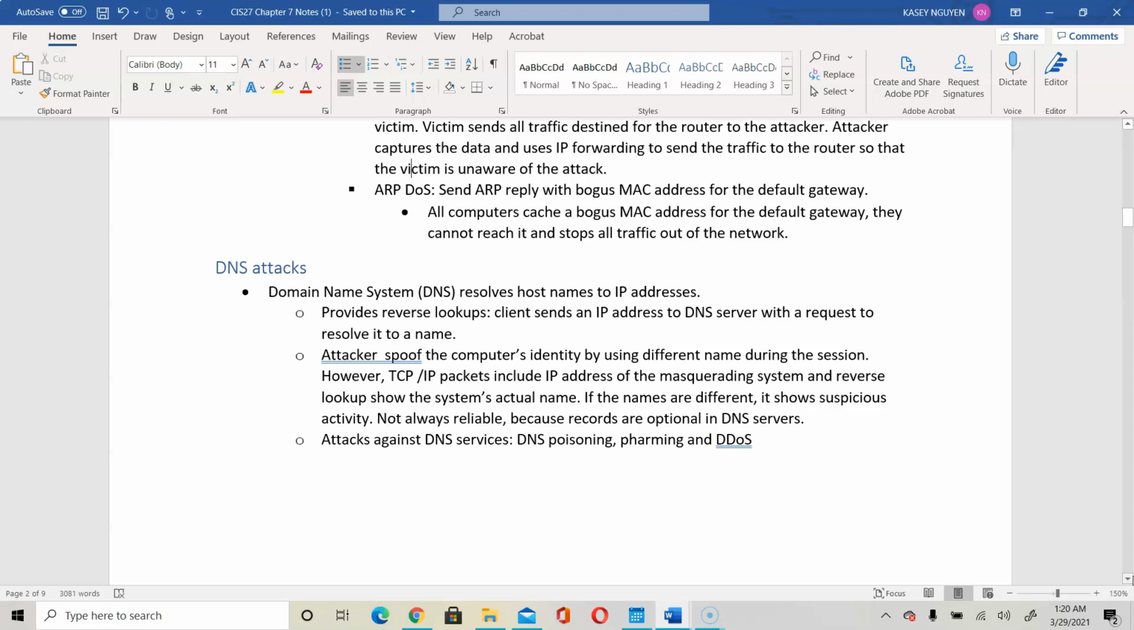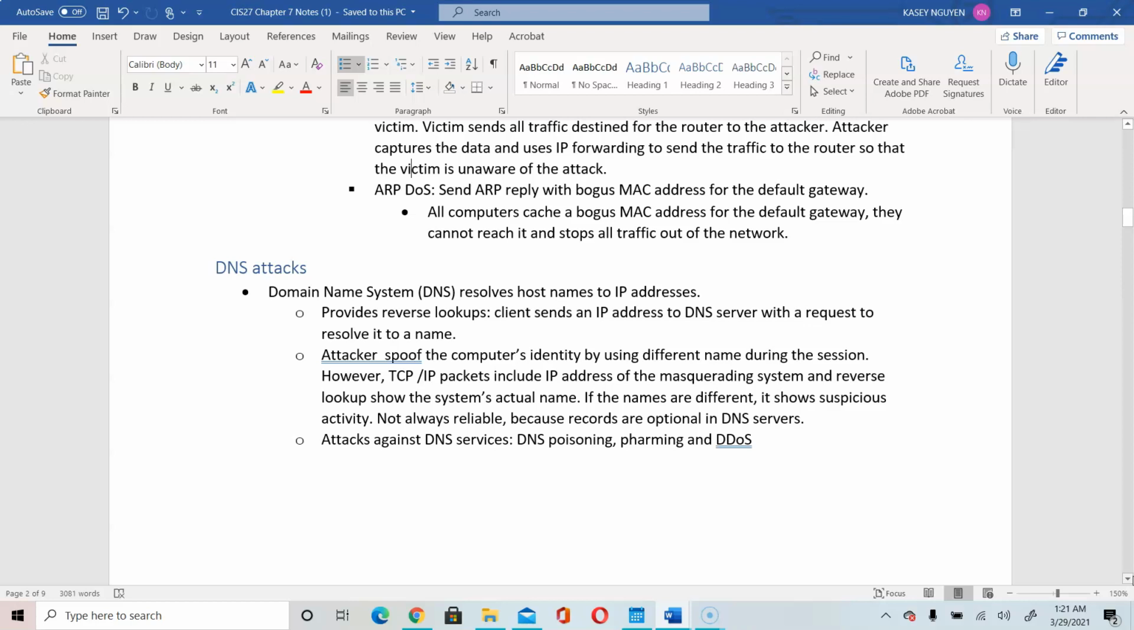In your past lab, you touched on DNS and on securing DNS and how to protect your records. The attacker would spoof the computer's identity by using a different name during the session. The TCP/IP packets would include the IP address of the masquerading system, and reverse lookup shows the system's actual name. If the name is different, that would cause suspicion.